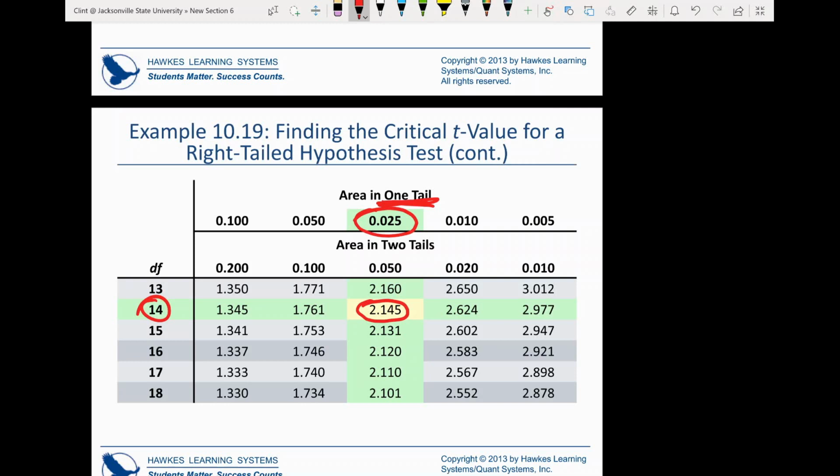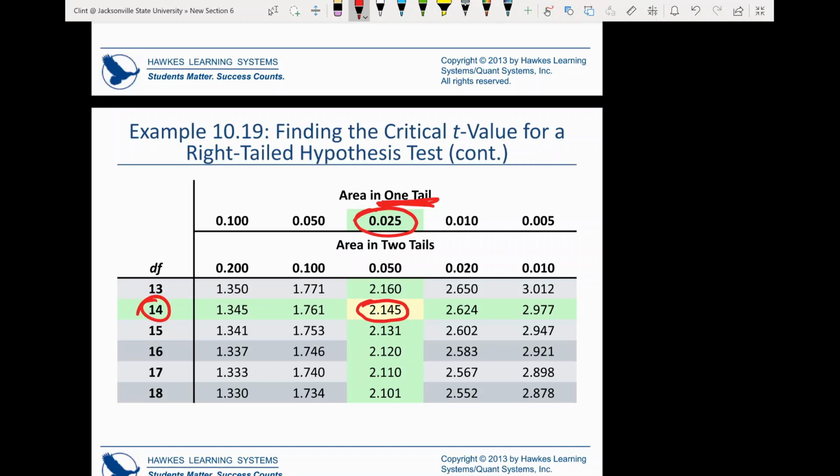Okay? And since it's a right-tailed test, it'll be positive 2.145. If it was a left-tailed test, remember the t values on the left side are negative, so it would be negative 2.145. And then if you're doing a two-tailed test, you've got plus or minus whatever t value you find on the table. So you'll have one on the positive side and one on the negative side.